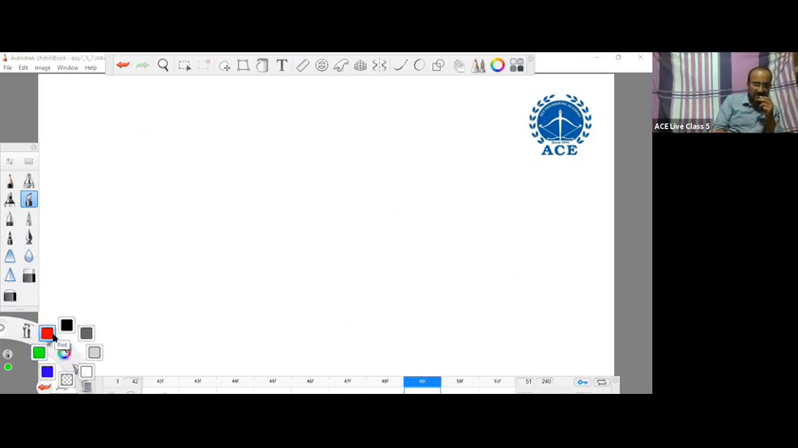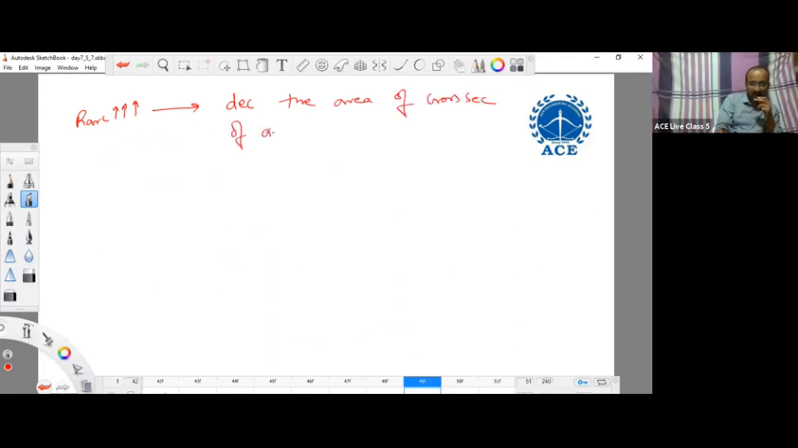The second way: for increasing the arc resistance, we need to decrease the area of cross section of the arc. How can you decrease the area of cross section of the arc? Suppose when the fixed contact and moving contact are separated, there will be formation of an arc.